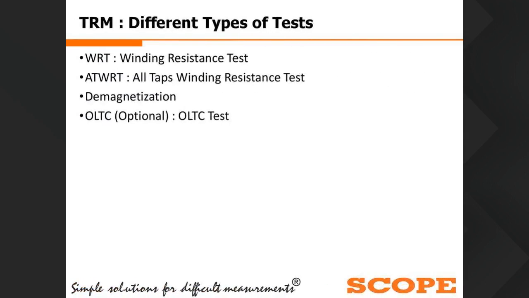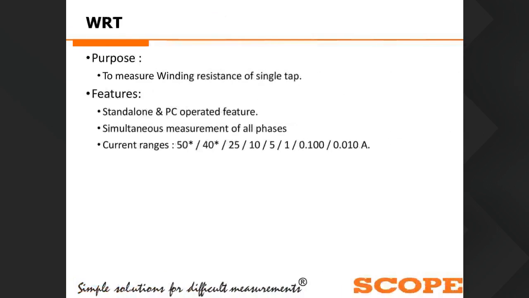So in TRM, we have added various tests. That is the winding resistance test, WRT. Then the all tap winding resistance test, ATWRT, demagnetization, and OLTC test. Now we will see one by one.